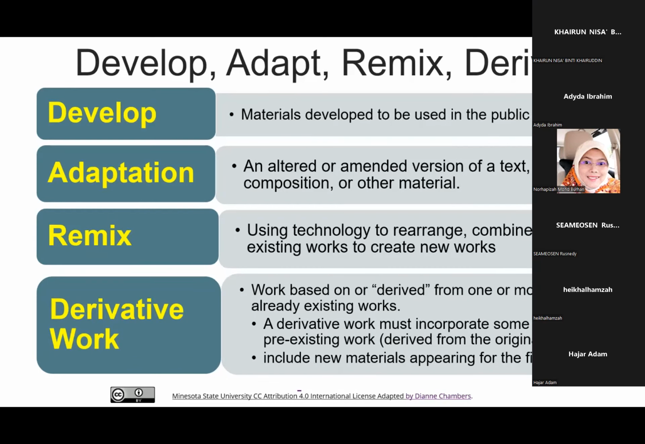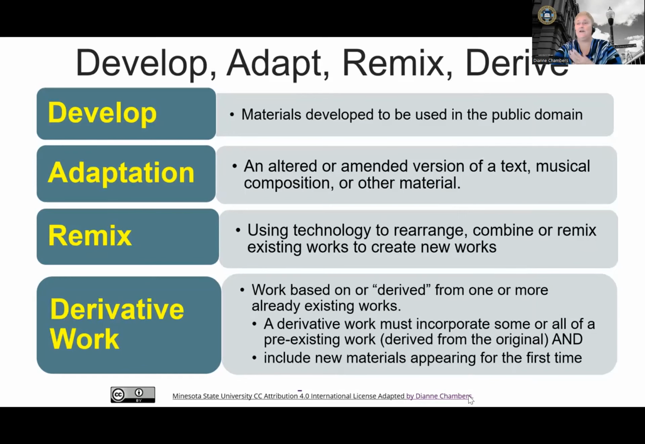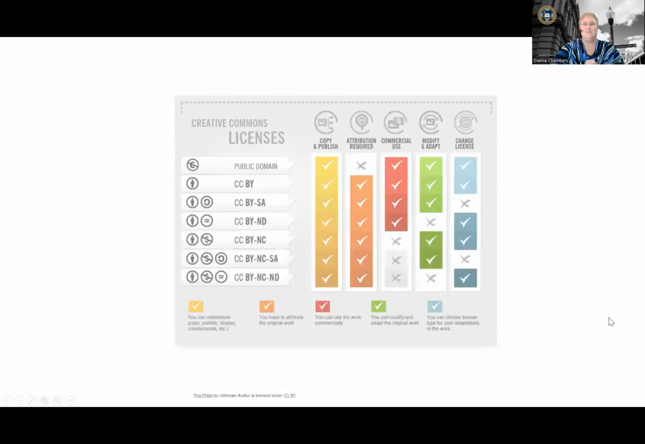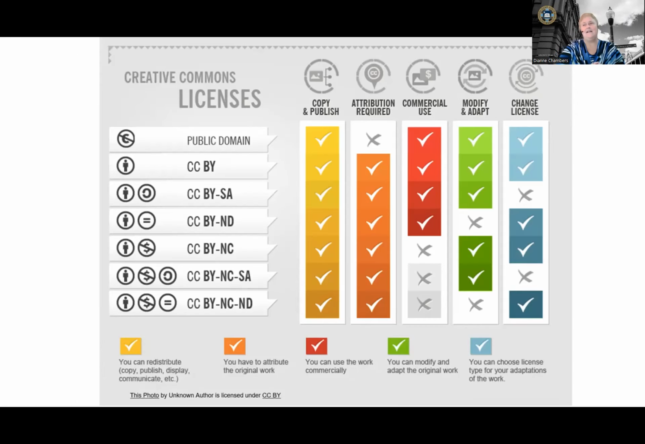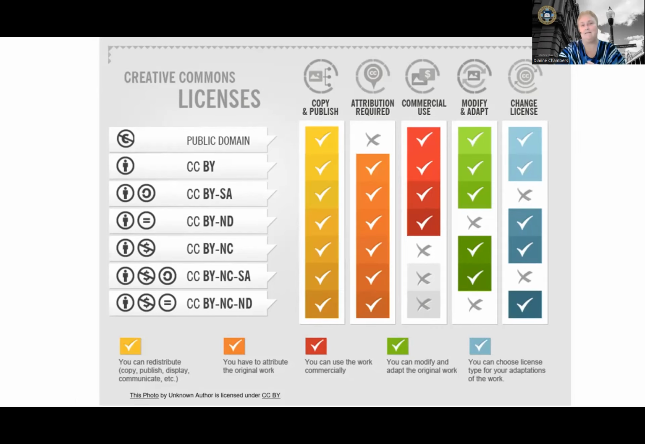Okay. So when you're looking at derivative works, that also has to be incorporated with new materials as well. Okay. So this is just a little graphic, and it tells you what you can do with each of those particular different types of original sources. So if my original source was a CC BY-SA, which means a Creative Commons license, attribution has to be given, and it has to be shared alike. Then can I change the license? No, I can't. So I have to use exactly the same license.